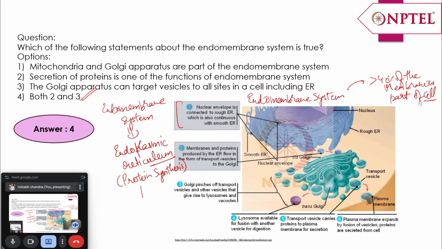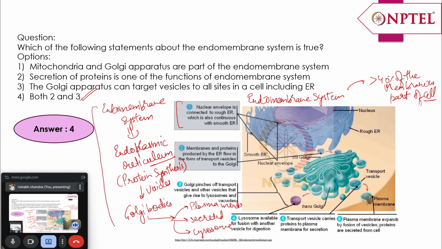Then from here the proteins move to Golgi bodies through vesicles, and from Golgi bodies the different proteins move to either the plasma membrane, or are secreted, or go to the lysosome. So this is the flow of protein movement from the endoplasmic reticulum where it is translated to the outside, or the plasma membrane, or the lysosome where the protein is actually destined.